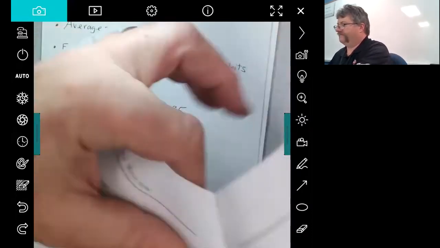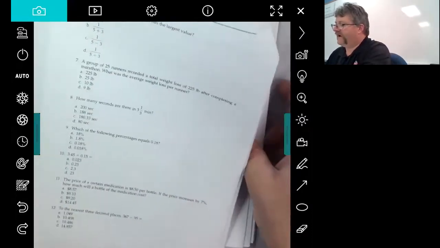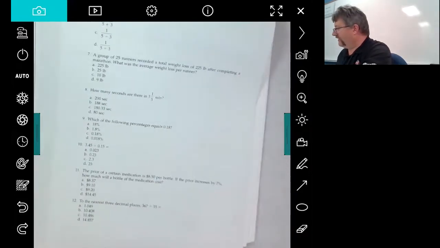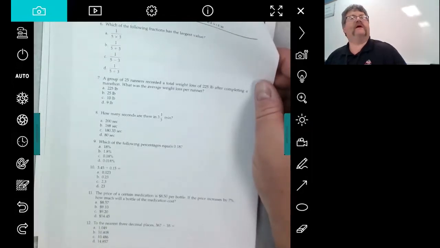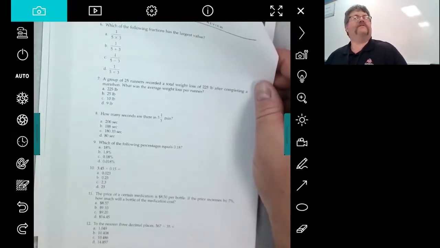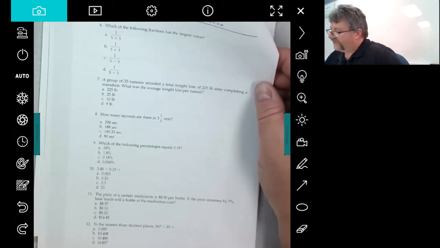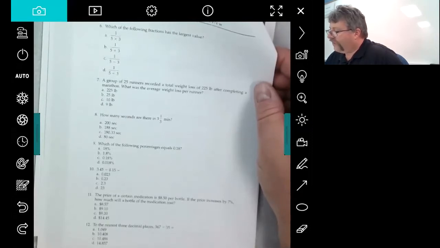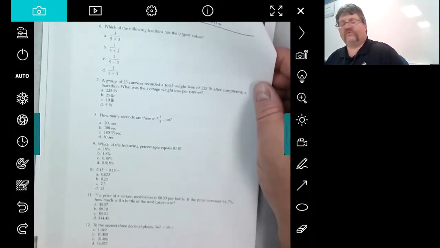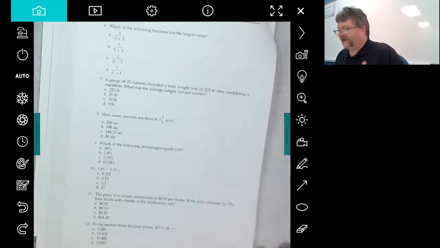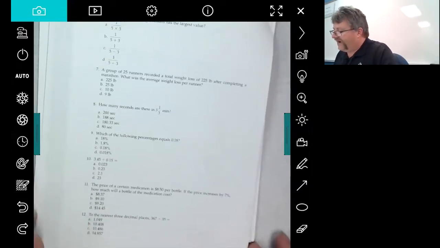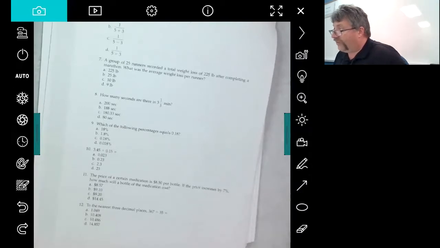Number 6. Which of the following fractions has the largest value? Okay, and there's some choices there. I guess it's important for you to see those choices. And you can see them there. Okay. Number 7. A group of 25 runners recorded a total weight loss of 225 pounds after completing a marathon. What was the average weight loss per runner? Number 8, how many seconds are in 3 1/3 minutes? Number 9, which of the following percentages equals 0.18?